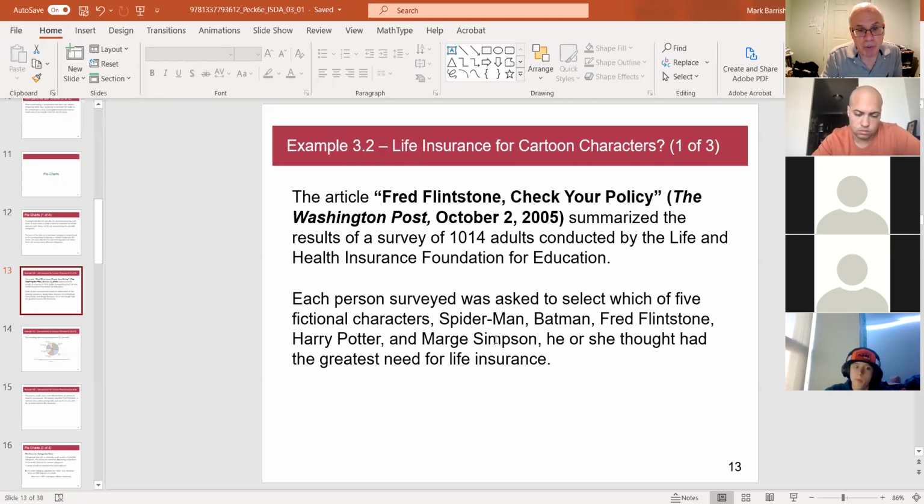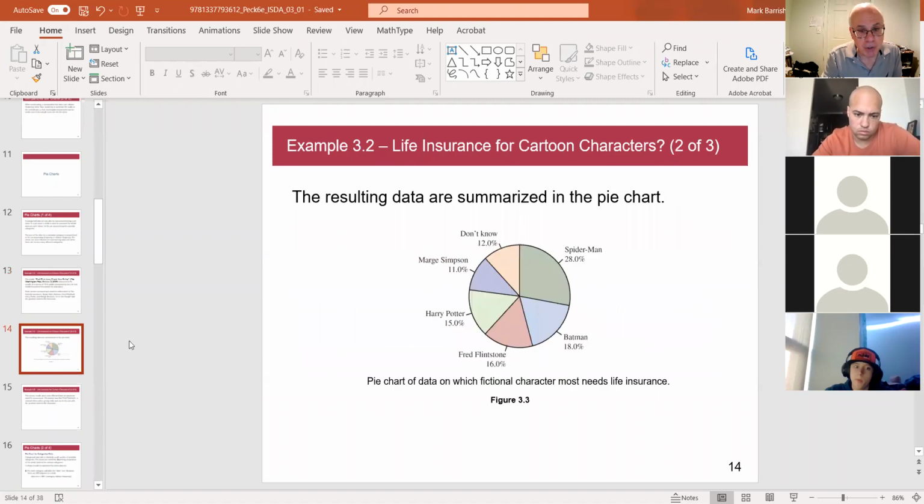1,014 adults were asked this question, and they had to choose one of these fictional characters who they thought needed life insurance the most. And this is the result of the survey. Now, notice that they use a percentage. This is the relative frequency, which is always expressed as a decimal, multiplied by 100 to give you the percentage. So 12% is 0.12 if it's expressed as a relative frequency. These are all rounded, I guess, to the nearest whole percentage.